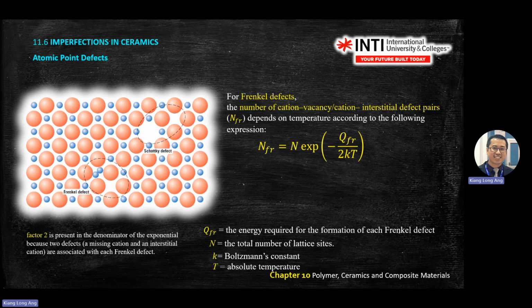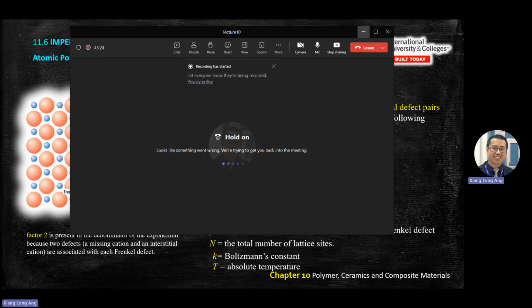So there is a 2 here in the denominator for the ceramic point defect, or Frenkel defects, because two defects, a missing cation and an interstitial cation, are associated with each Frenkel defect. Don't confuse this one with the metal chapter. Ceramic, this one, Frenkel defect, you divide by half.